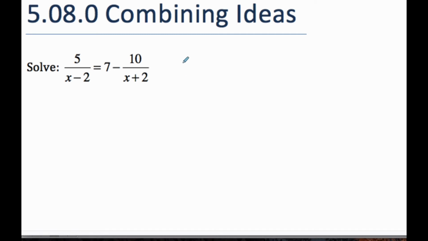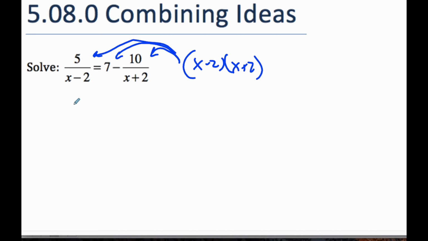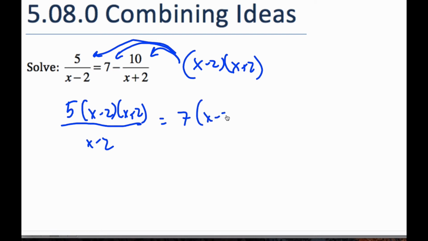Exactly, which we talked about all year long. And what is the common denominator going to be in this case? x minus 2, x plus 2. Right, if I look at those two pieces here, multiplying these denominators will give me these two as my common denominator. What do I do with them? Each term I'm going to multiply by the common denominator. And so it becomes 5 times x minus 2 x plus 2 over x minus 2 equals 7 times the common denominator minus 10 times the common denominator.